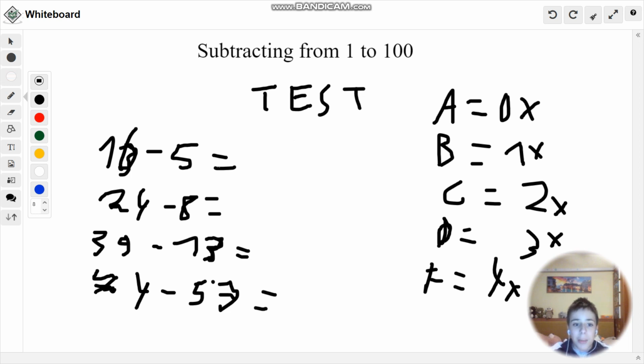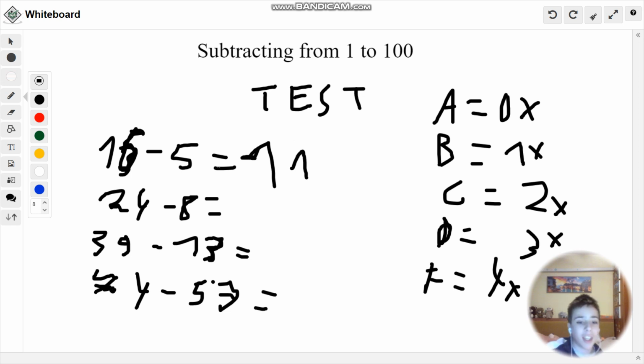So the time is up. Let's see the results. So, 16 minus 5. First, we do 6 minus 5. 6 minus 5 gives us a 1. And because 5 is smaller than 6, we can keep this number. So, the answer is 11.